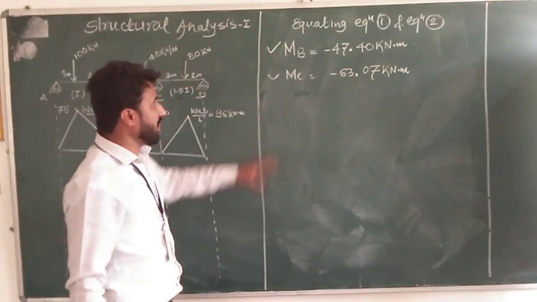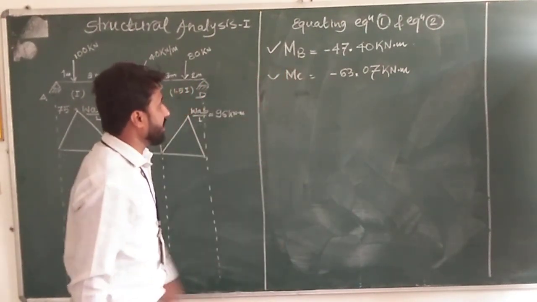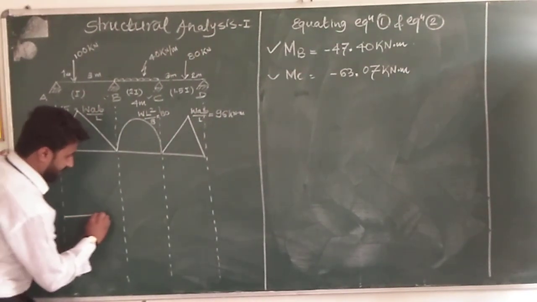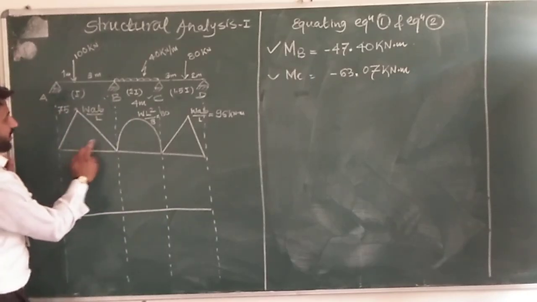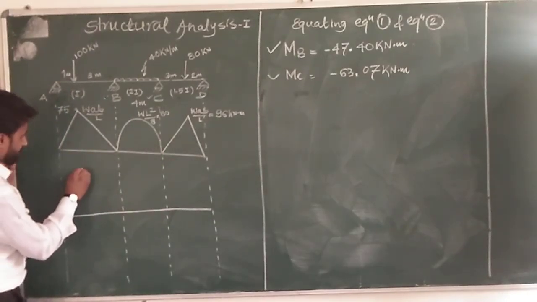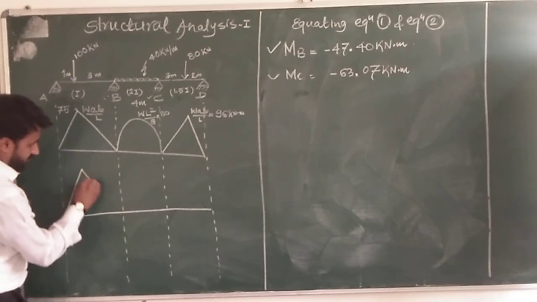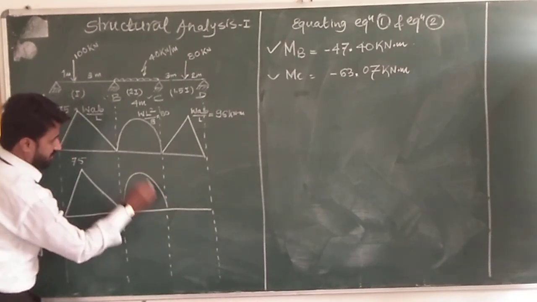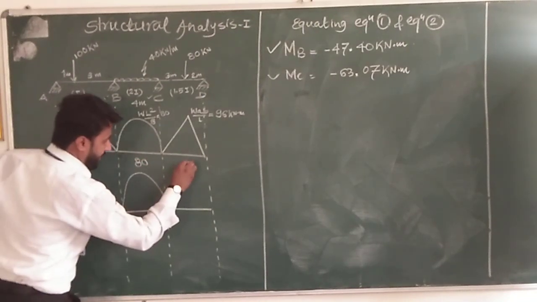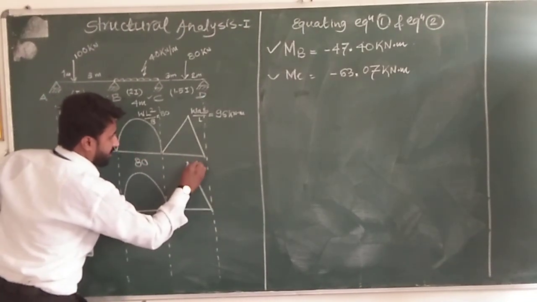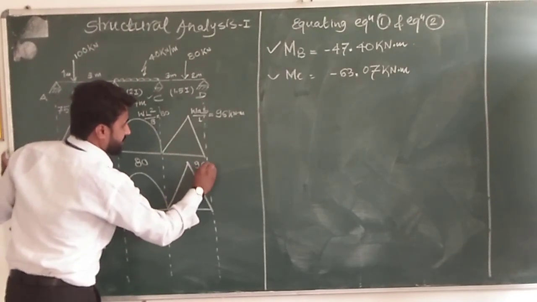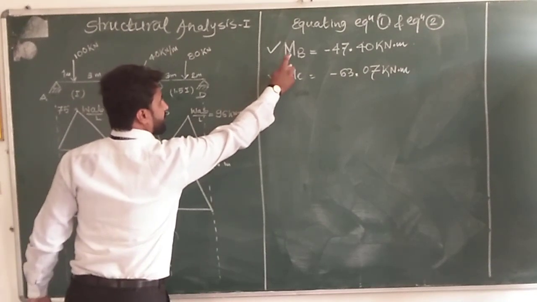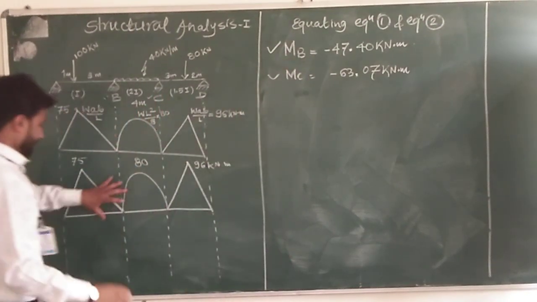So this minus sign shows the anti-clockwise moment. So we will draw these bending moments on the final bending moment diagram. For the final bending moment diagram, first we have to draw the free bending moment diagram. So here we are drawing the free bending moment diagram. This is 75, this is 80 and this is 96 kilonewton meter. This is the free bending moment diagram, and we have to draw moment B and moment C on this.